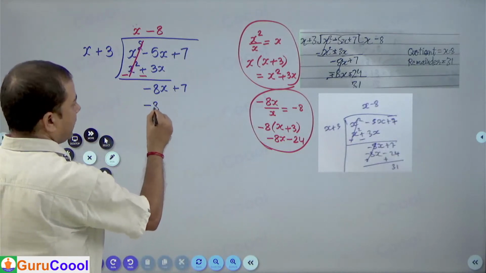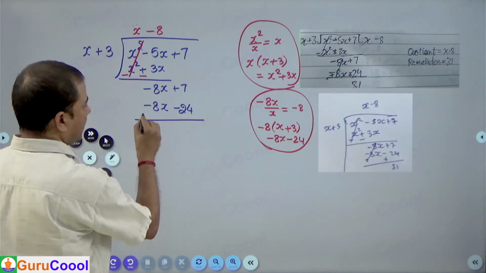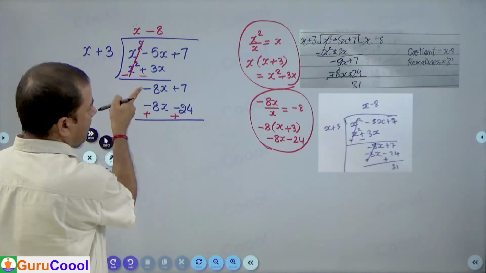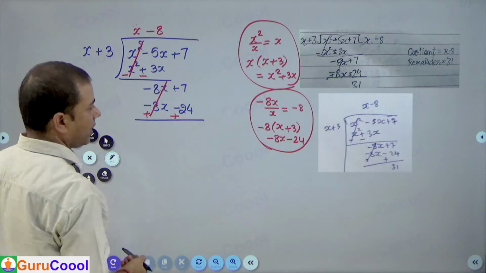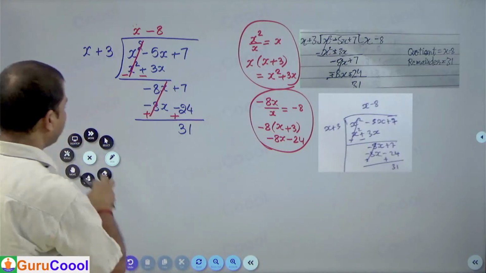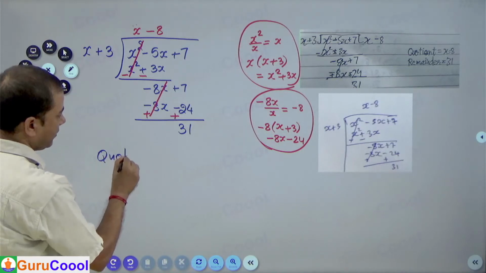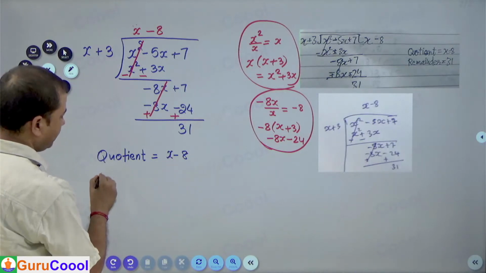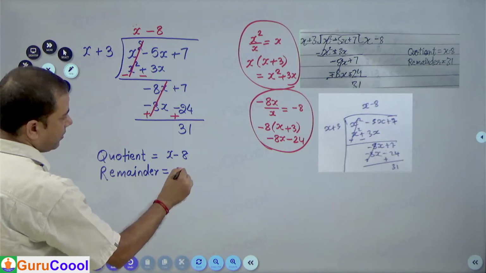So we get now minus 8x minus 24. Change the sign. It becomes positive. This also positive. First term every time cancels. So here as well, minus 8x plus 8x. Now plus 7 plus 24. How much is it? 31. Yes. 31 is the remainder. So the answer is here. Answer means quotient and remainder. Quotient x minus 8, remainder 31. This is the answer.